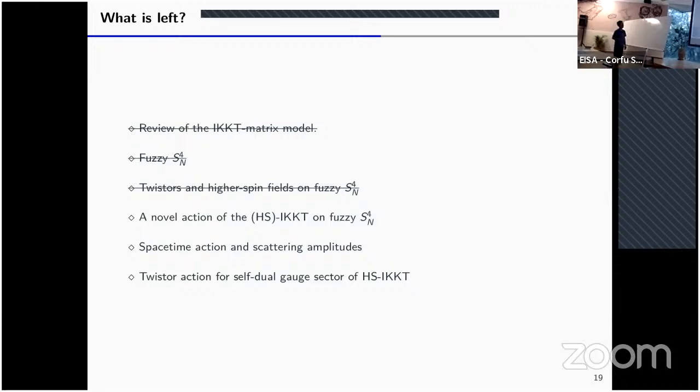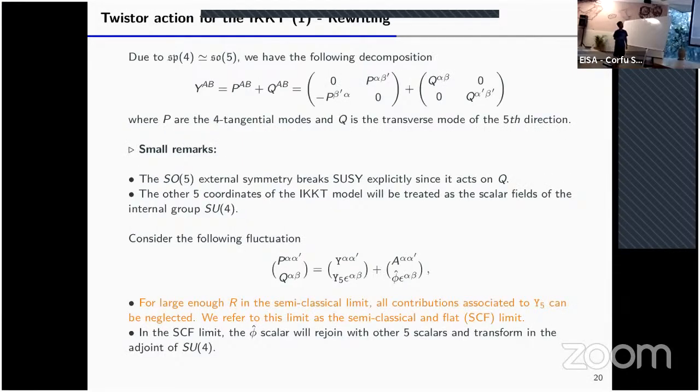Okay, so now let's enter the new result. Due to the isomorphism between Sp4 and SO5, we have the following decomposition of the Y matrices. It splits into two parts. The first part is the P matrices, which are all anti-symmetric. These P matrices are the four tangent modes, and the Q is the transverse mode of the fifth direction. So some small remarks are in order. The SO5 external symmetry will break supersymmetry explicitly since it acts on this Q. So this Q is a scalar field.